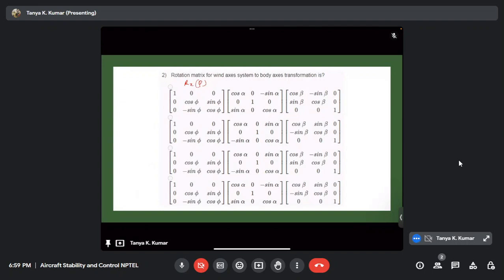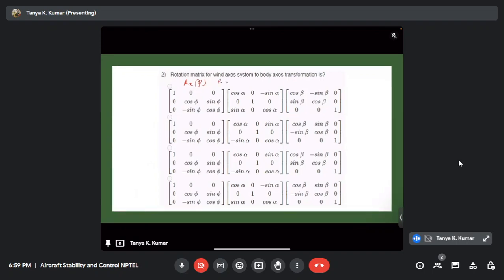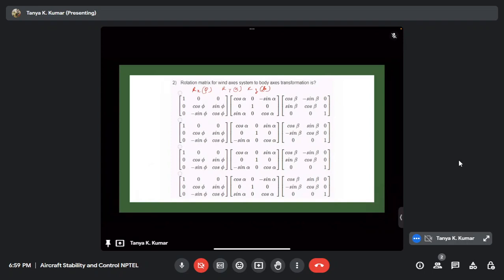So it will be Ry(alpha) and Rz(beta). All you have to see is that you rotate with the primary matrices. So the primary rotation about the x-axis is given by what matrix? Rotation about the y-axis, rotation about the z-axis. Which of these four options is right? Just look at the primary rotation matrices.